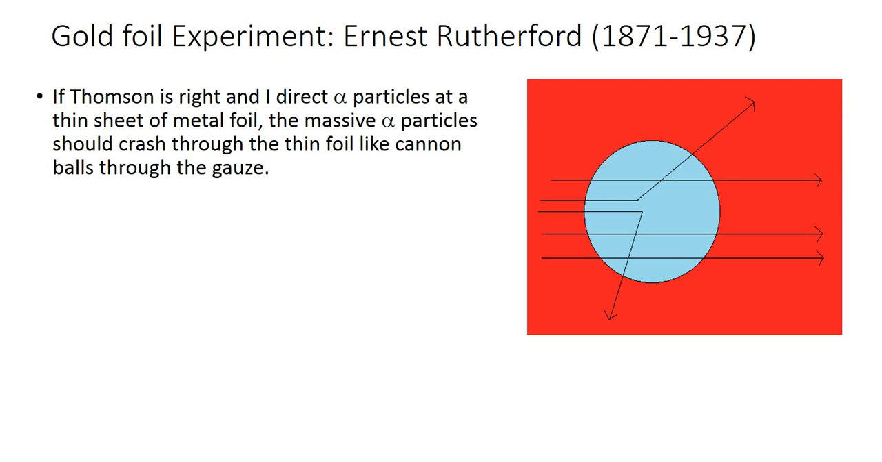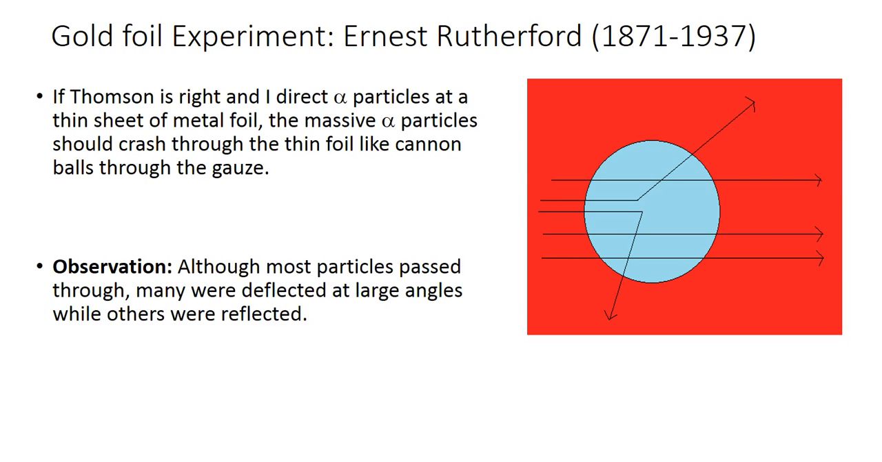So he posited, if Thomson is right, and I direct alpha particles at a thin sheet of metal foil, the massive alpha particles should crash through the thin foil like cannonballs through gauze. So he reasoned that if I bombard a thin sheet of metal with alpha particles, the particles will pass through. They will not bounce, they will just crash through, and they will not bend, they will not change direction. That was his assumption. But then he did the experiment himself.